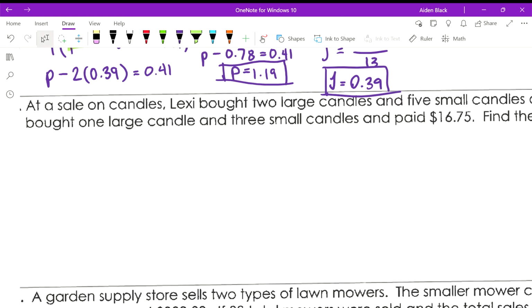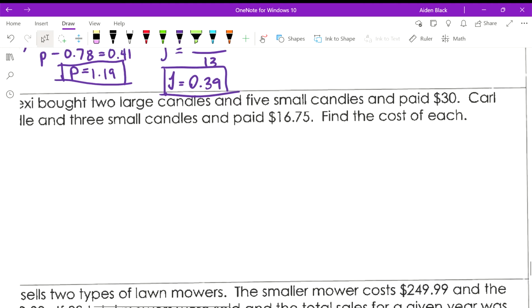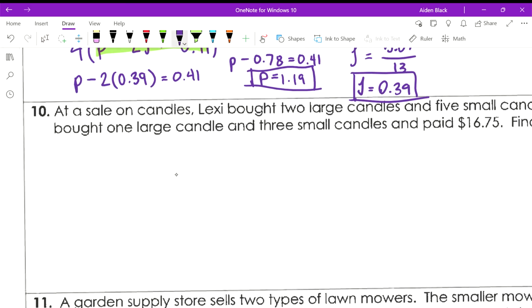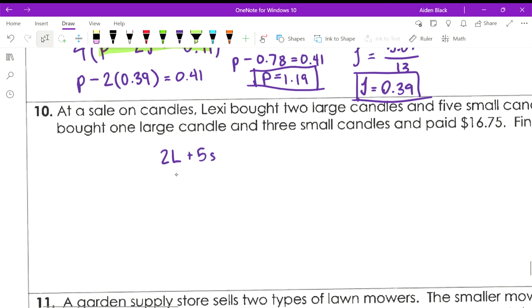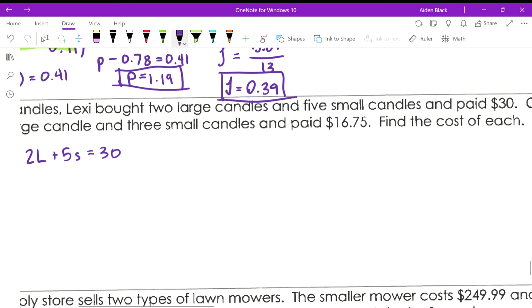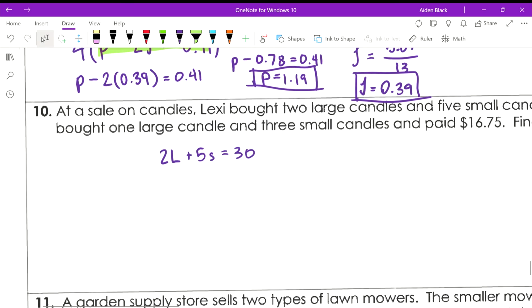At a sale on candles, Lexi bought 2 large candles and 5 small candles and paid $30. So let's use a capital L for large candles and a lowercase s for small candles. She paid $30. But Carl bought 1 large candle and 3 small candles and paid $16.75.